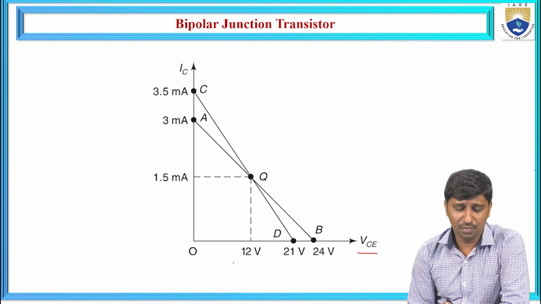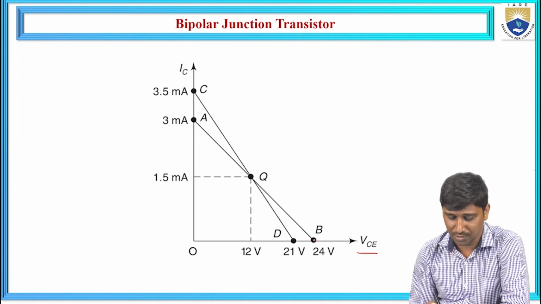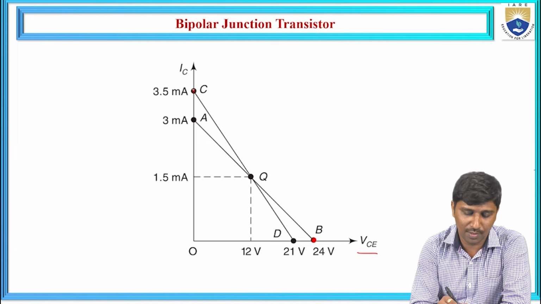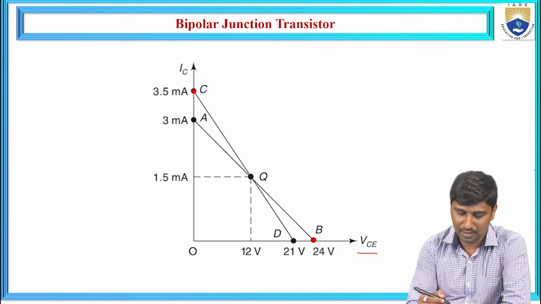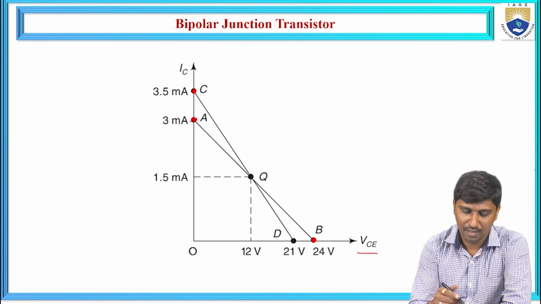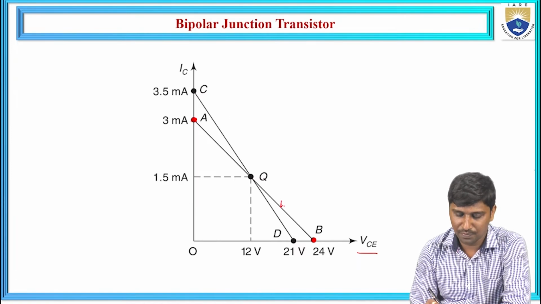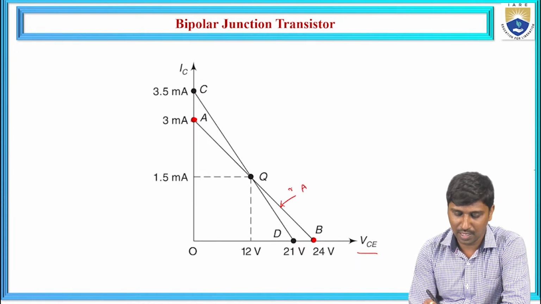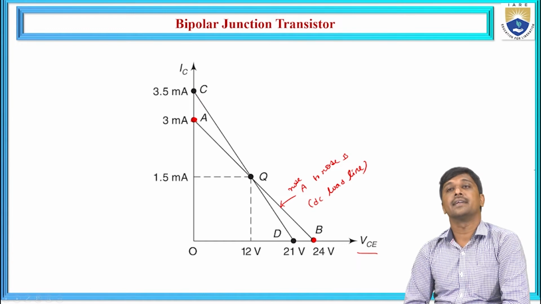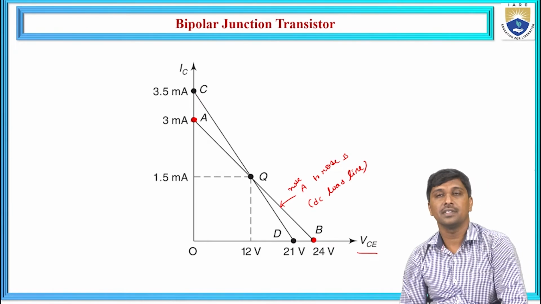So we observe that the VCE value is 24 volts and the IC value is 3.5 milliamperes. Then the IC value is 3 milliamperes. And the intersection of these two, node A and node B, the line from node A to node B, indicates the DC load line.